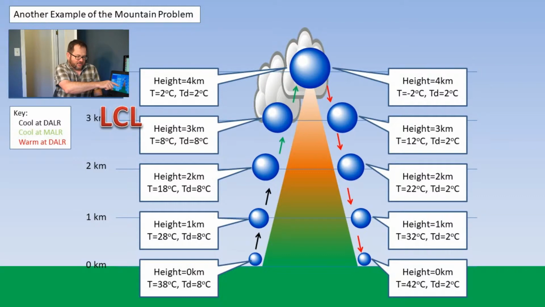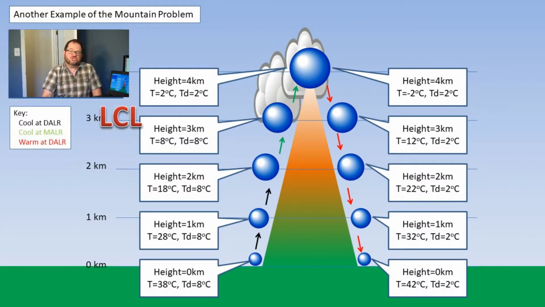Therefore, according to our key here, we are lifting our air parcel dry adiabatically from 0 kilometers to 1 kilometer. Therefore, we decrease the temperature by the dry adiabatic lapse rate, or 10 degrees Celsius per kilometer. So the temperature goes from 38 degrees at 0 kilometers to 28 degrees at 1 kilometer.